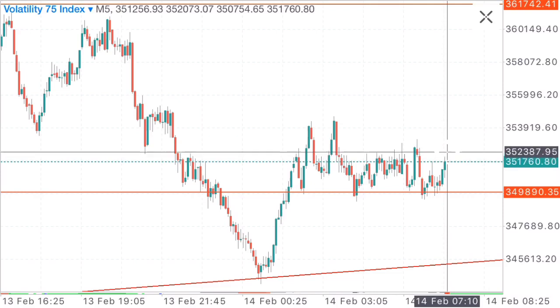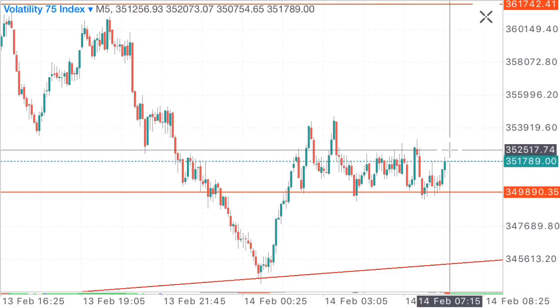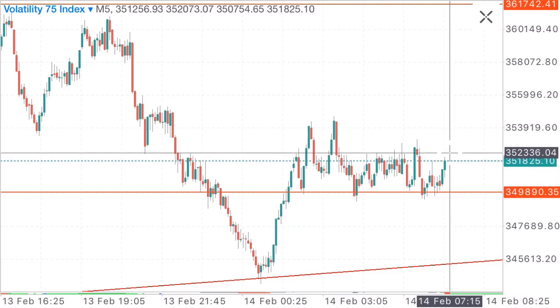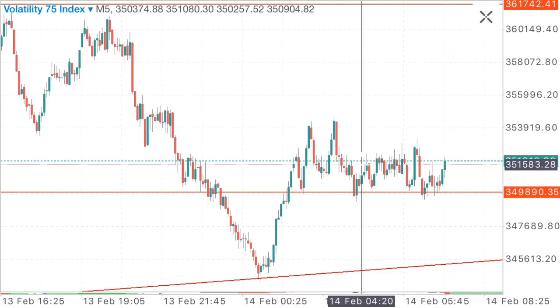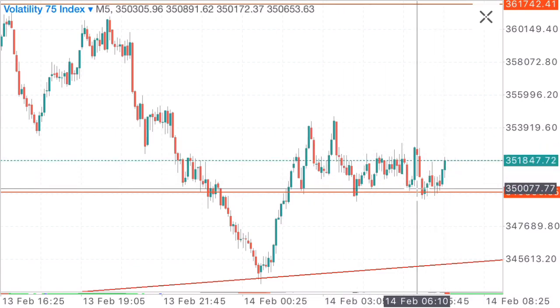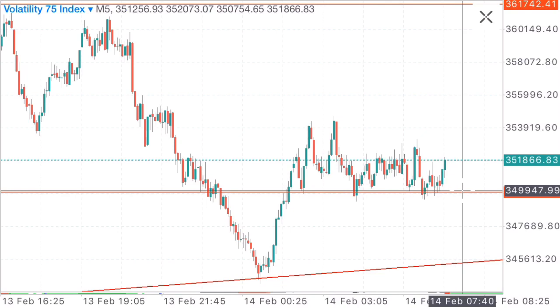As I said earlier, market might actually just push to this level. It's just been ranging, going up, coming down, going up, coming down. This is not real profit, but it's scalping profit. You jump into it, get out of it.